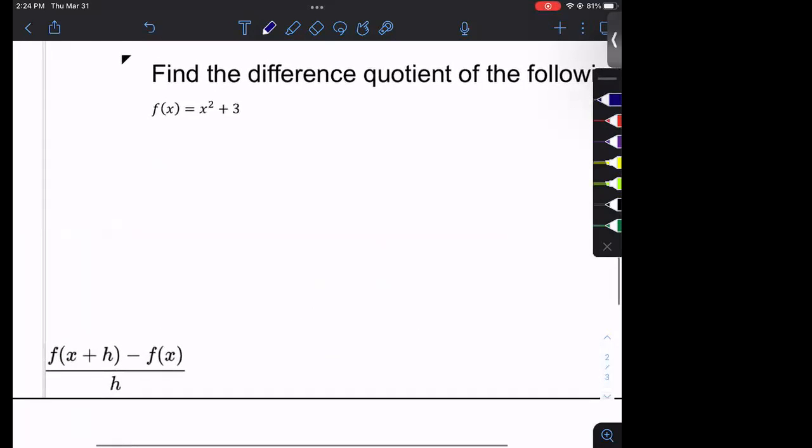So here we've added another difference quotient. We're going to find the difference quotient of x squared plus 3. This one is a parabola. So x squared is a quadratic, forms a parabola when you graph it. So this one here is going to be a little bit more complex. We're again going to start off and find this first piece of information, f of x plus h.